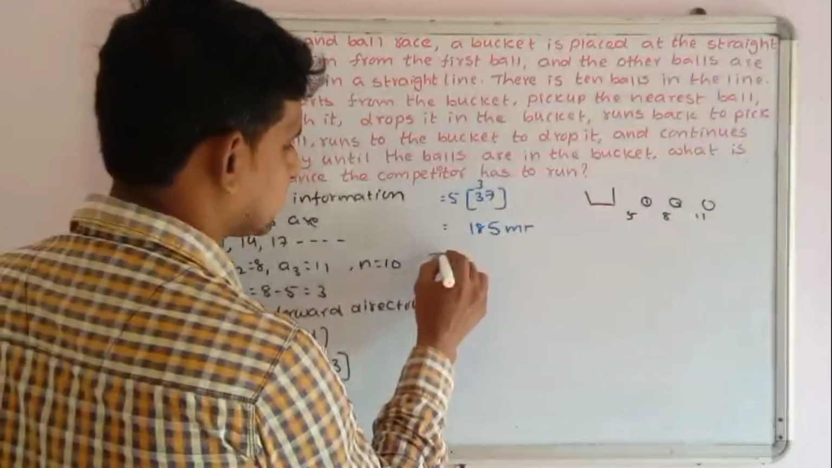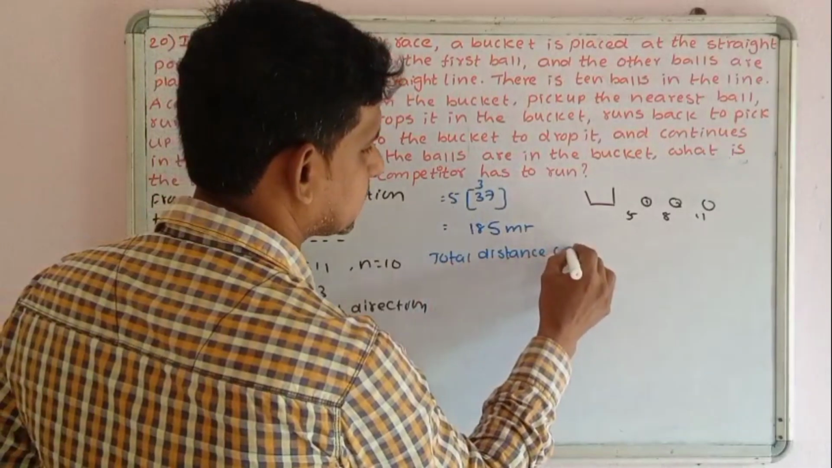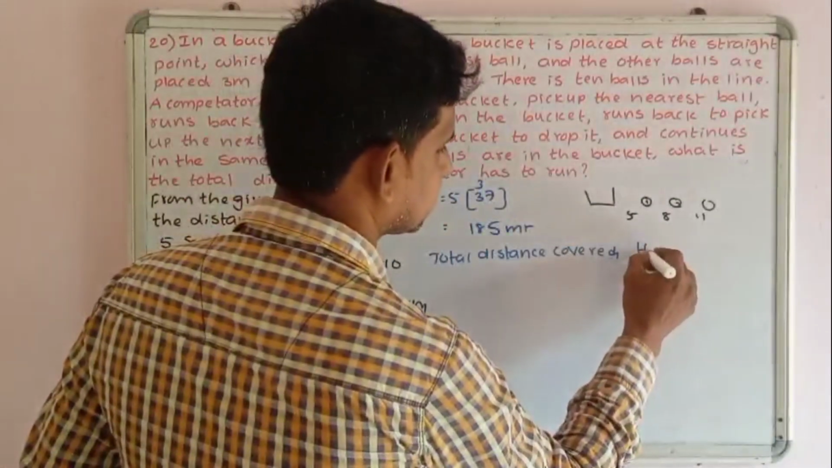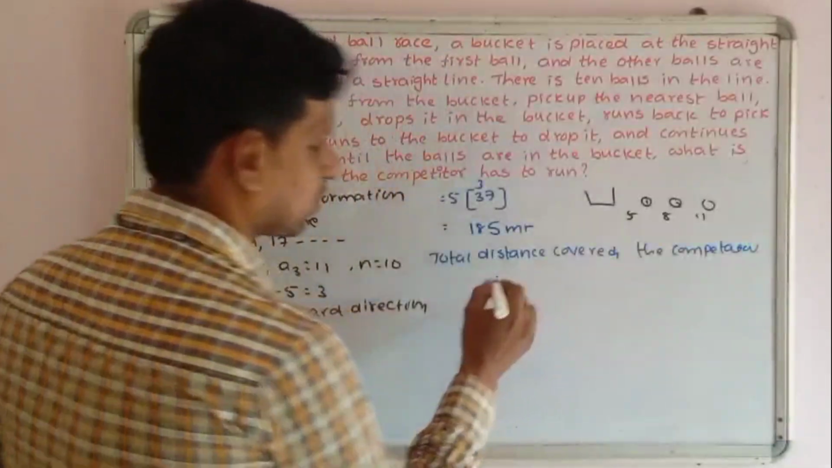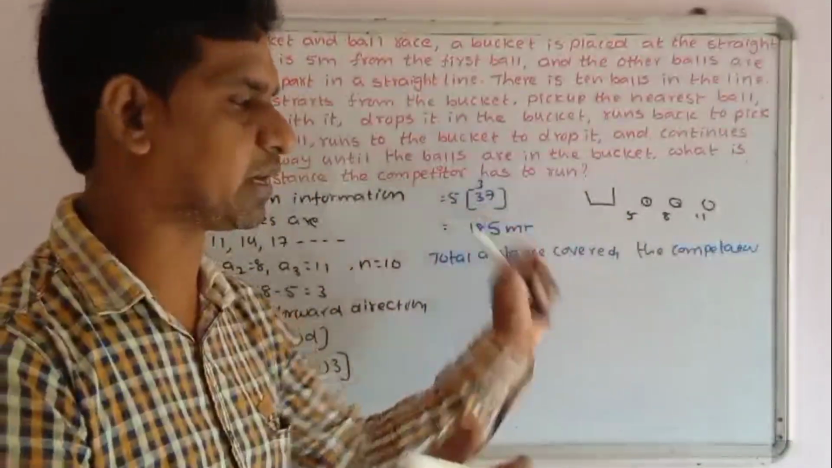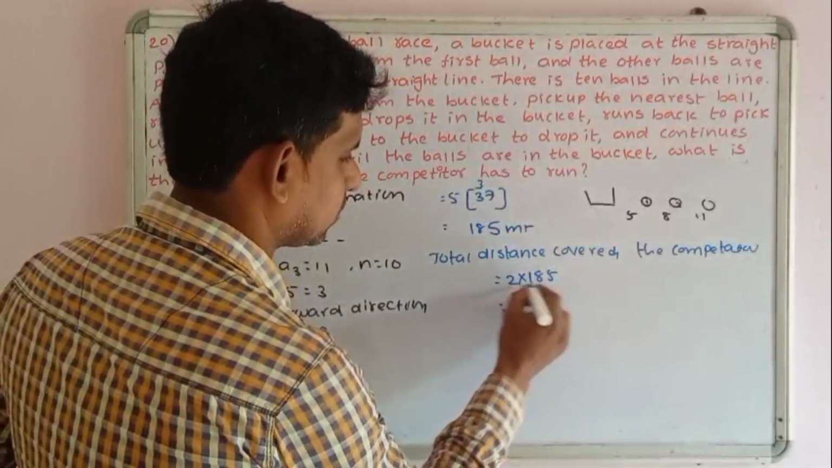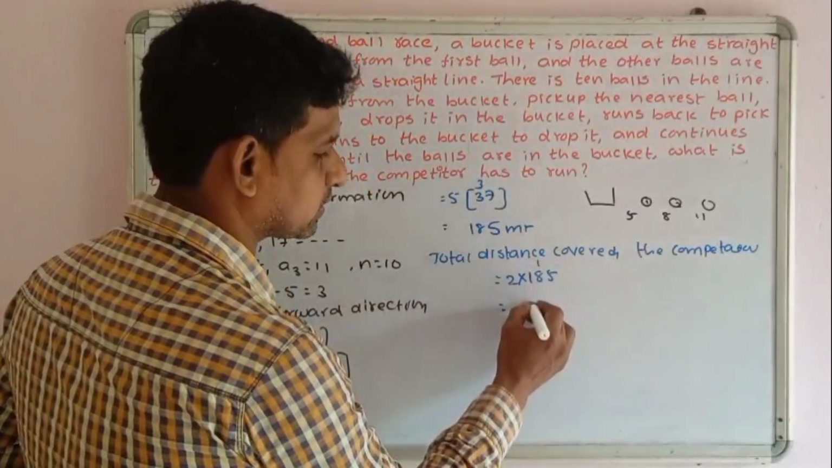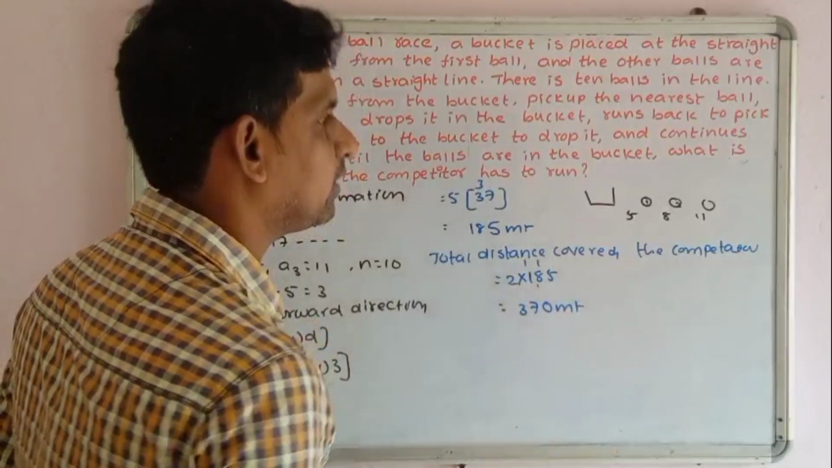Okay. Total distance covered by the competitor. So total distance means 2 times, since she runs, picks the ball and keeps it in the bucket. So 2 times 185. 2 fives are 10, 2 eights are 16 plus 1 is 17, 2 ones are 2, 2 plus 1 is 3. 370 meters.